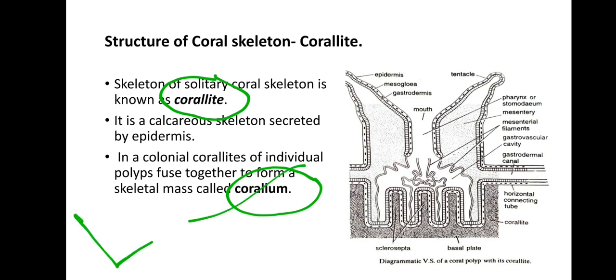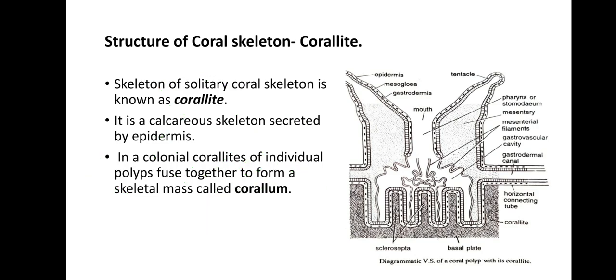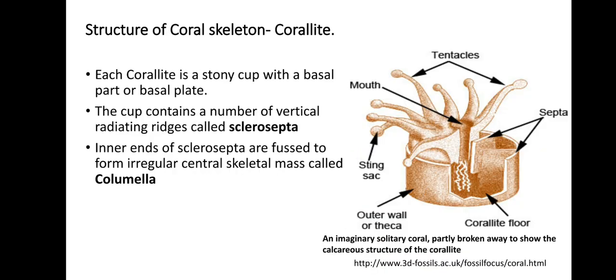Okay, so if it is one individual secreting its skeleton, then it is a corallite, and when a number of such are present, together they are called a corallum. Okay, be clear about it. So two terms here. One is corallite, if it is a single individual. If we are talking about a whole colony which is widespread from a few meters to a few kilometers, it is called a corallum.